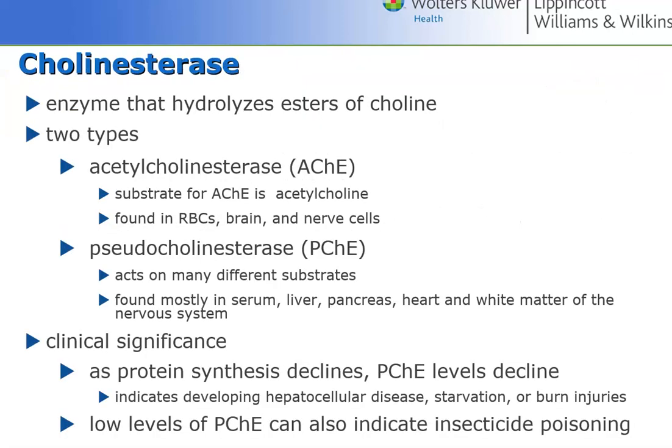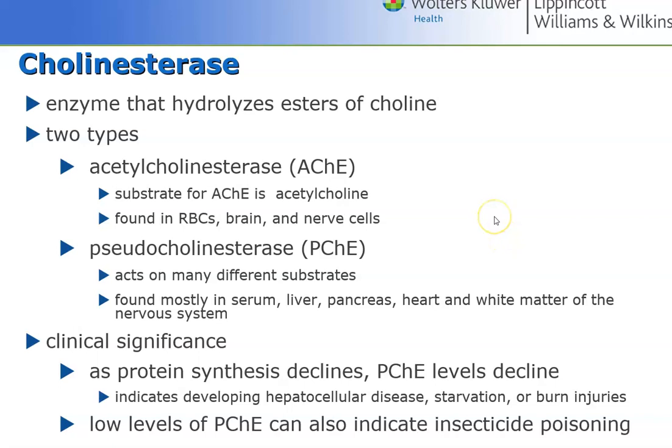Okay. Cholinesterase. There are two types of cholinesterase. It's acetylcholinesterase, which uses the acetylcholine, the neurotransmitter that goes from nerve cells to skeletal muscles. Okay, and then there's pseudocholinesterase, which can be found in other regions. That one acts on a whole lot of different things other than just muscle.